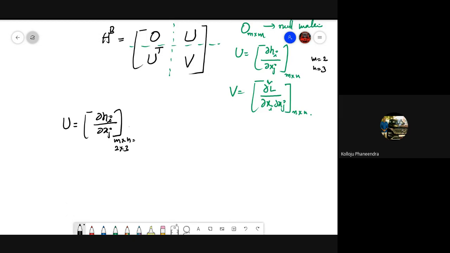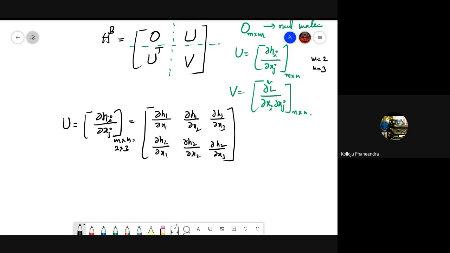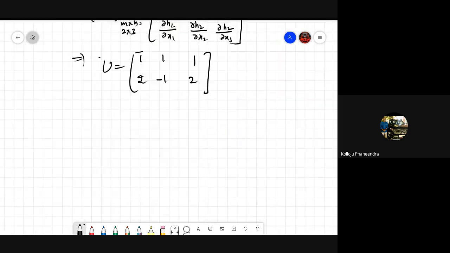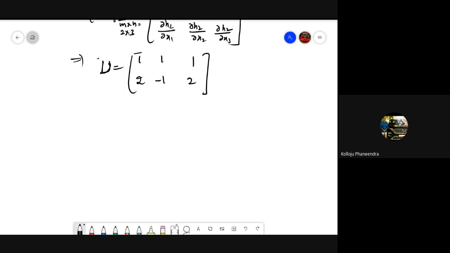Nothing but a 2 by 3 matrix: first constraint, dou H1 by dou X1, dou H1 by dou X2, dou H1 by dou X3. First constraint is over. Second constraint derivatives, dou H2 by dou X1, dou H2 by dou X2, dou H2 by dou X3. H1 is X1 plus X2 plus X3, so derivatives are 1. And H2 was 2x1 minus x2 plus 2x3, so derivatives are 2, minus 1, 2. U is over. Now coming to V.